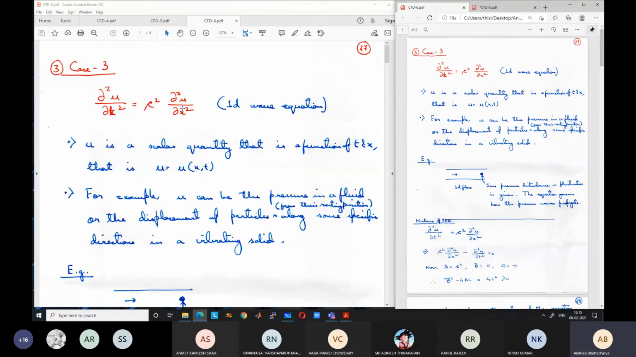What it represents is that u is any quantity which is a function of time and space. Space along the x direction, time along the t direction. And it can be, for example, the displacement at any point x from the initial position. Let me just show you one example, then it will be more clear instead of just saying verbally.